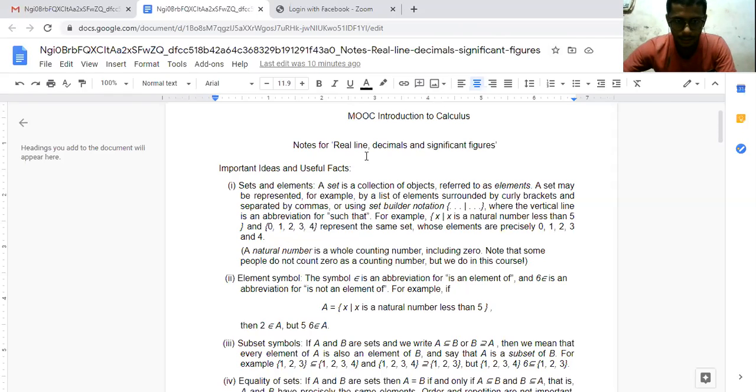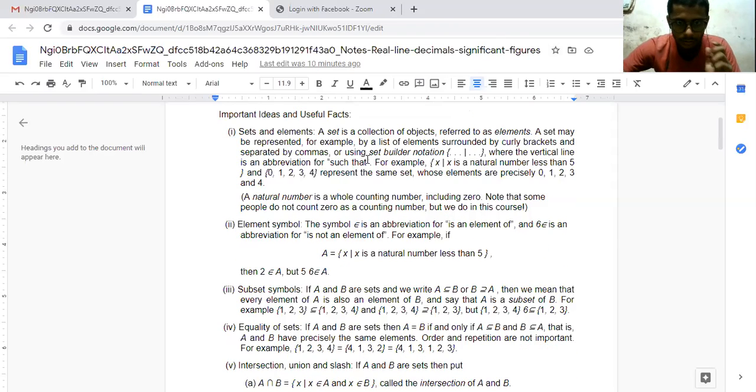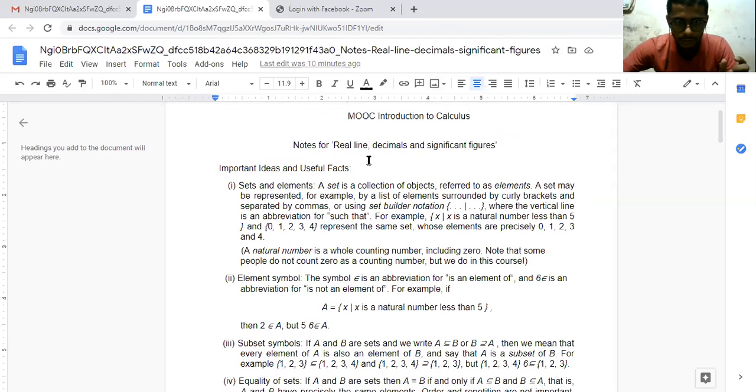First thing is sets and elements. I'm going to drop this PDF into my description box, and that will be useful for you guys. You can download it and go through it. This is actually from the University of Sydney. Okay, let's get started.